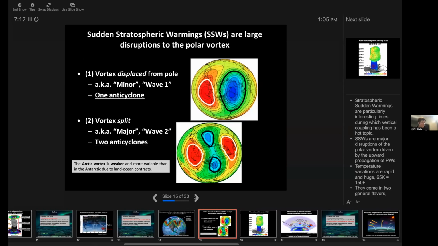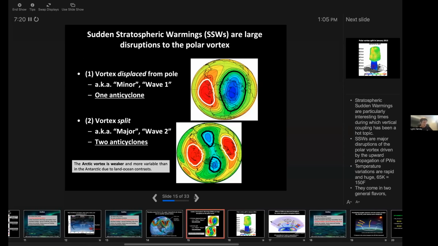Sudden stratospheric warmings are particularly interesting times during which vertical coupling has been a hot topic. They're major disruptions of the polar vortex driven by the upward propagation of planetary waves. Temperature variations are rapid and huge. They can exceed 65 Kelvin or over 150 degrees Fahrenheit. They come in two general flavors, vortex displacement and vortex split events. And the planetary wave forcing is twice as large in the northern hemisphere, resulting in much more disturbed conditions in the stratosphere in the Arctic rather than the Antarctic.